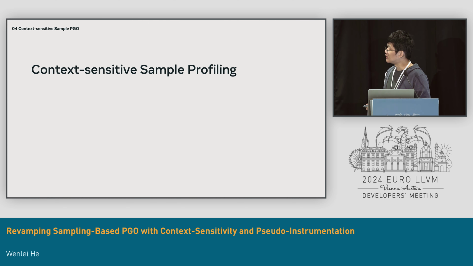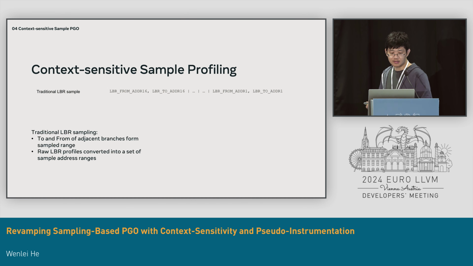Alternatively, we propose something lightweight based on the existing sampling profiling technology to obtain the context-sensitive profile. So we extend traditional LBR sampling. With traditional LBR sampling, we get 32 or 16 pairs of taken branches from the Intel PMU support. And now from these taken branches, we can derive linear execution ranges. And these can be turned into a compiler PGO consumable profile.